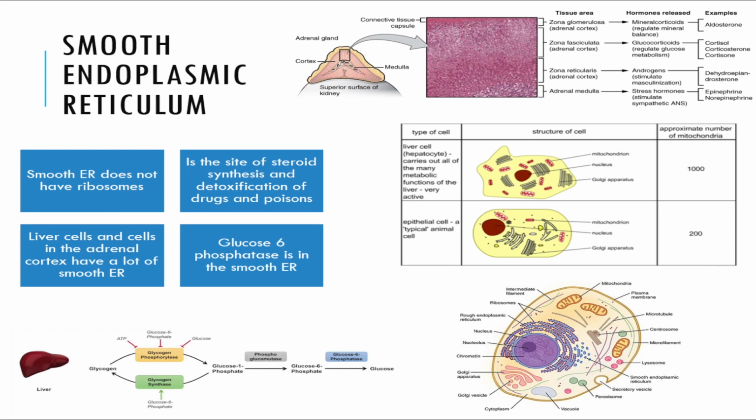Now let's sum up the important facts of this video. The smooth ER does not have ribosomes. It's involved in steroid synthesis and detoxification of drugs and poisons. You have a lot of smooth ER in liver cells and adrenal cortex cells. And glucose 6-phosphatase is located in the smooth ER, which is the last step for glycogenolysis.